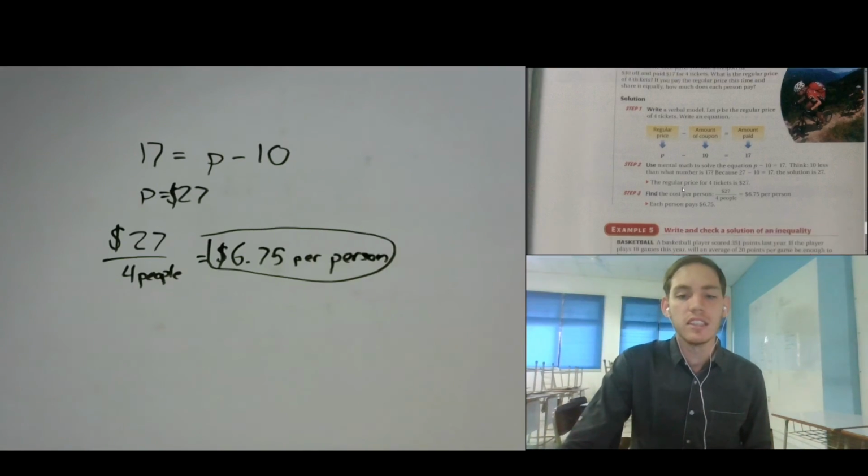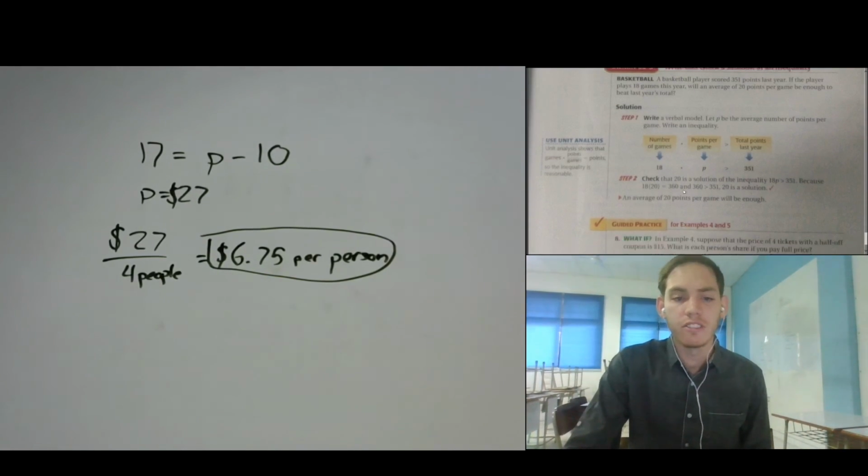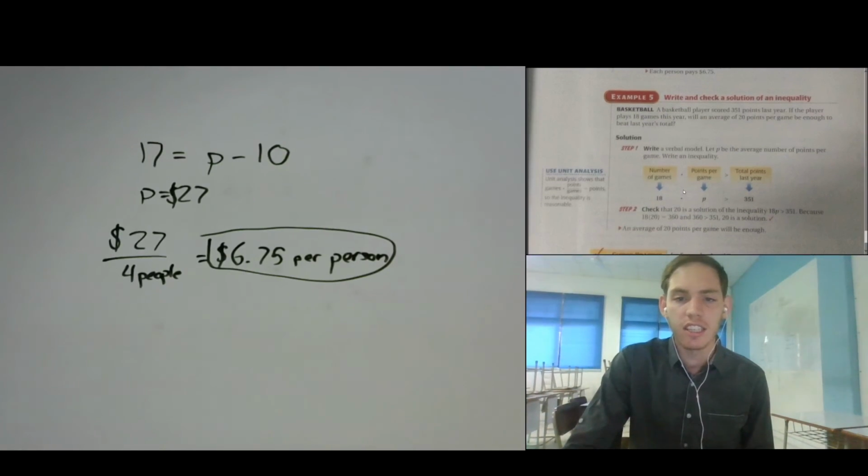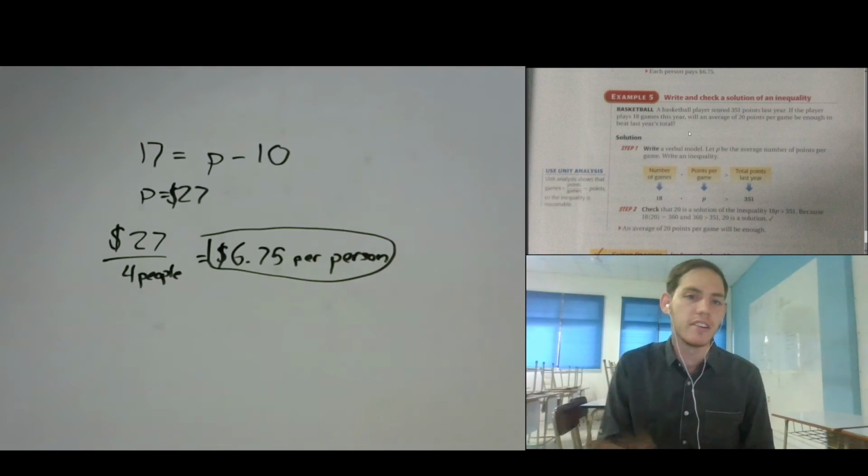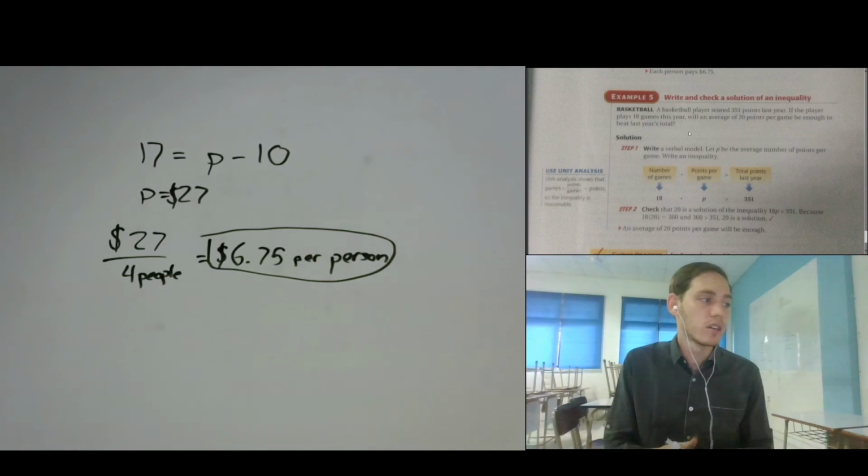Now, there is an inequality version of this, and you can check it. It talks about the average they need per game to be a B, so they have to be greater than last year. Anyway, you're welcome to check that out.